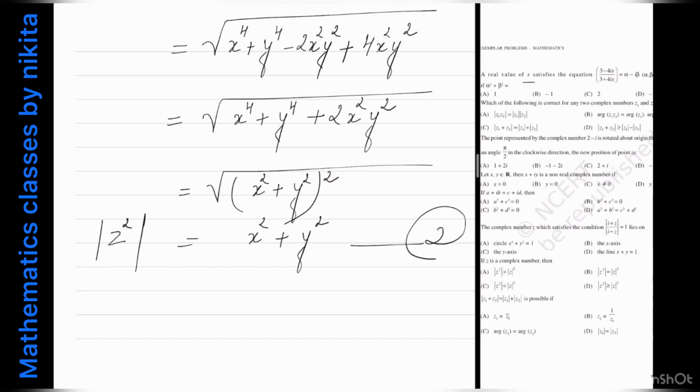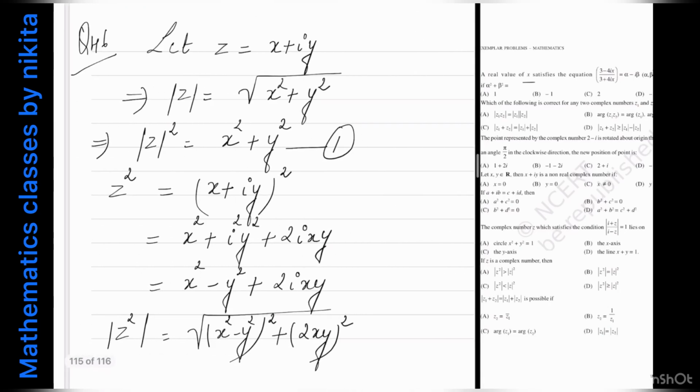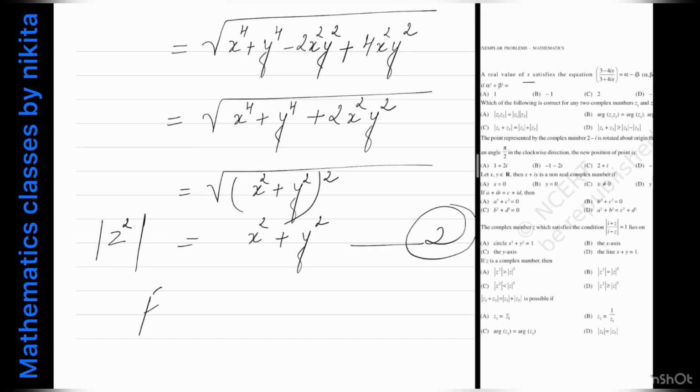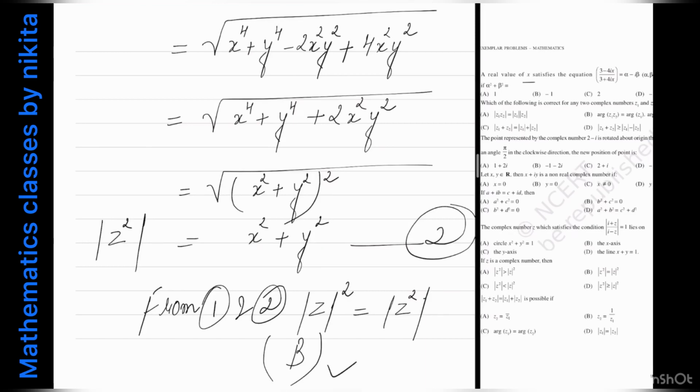Mark this as 2. Now from 1 and 2 you can see that their right hand sides are equal. So therefore, from 1 and 2, what we get is that mod of z whole square is same as mod of z square. So therefore the correct option is B. So B part is the correct answer. Got it or not? Okay.